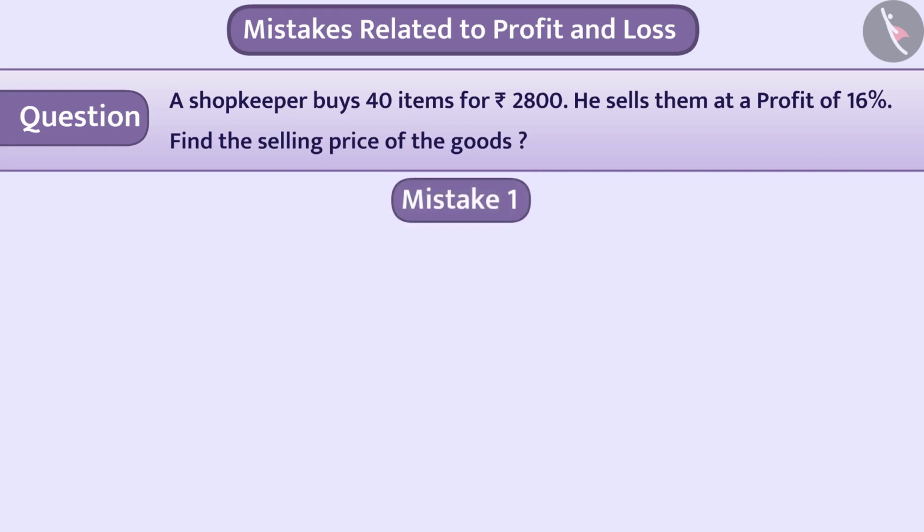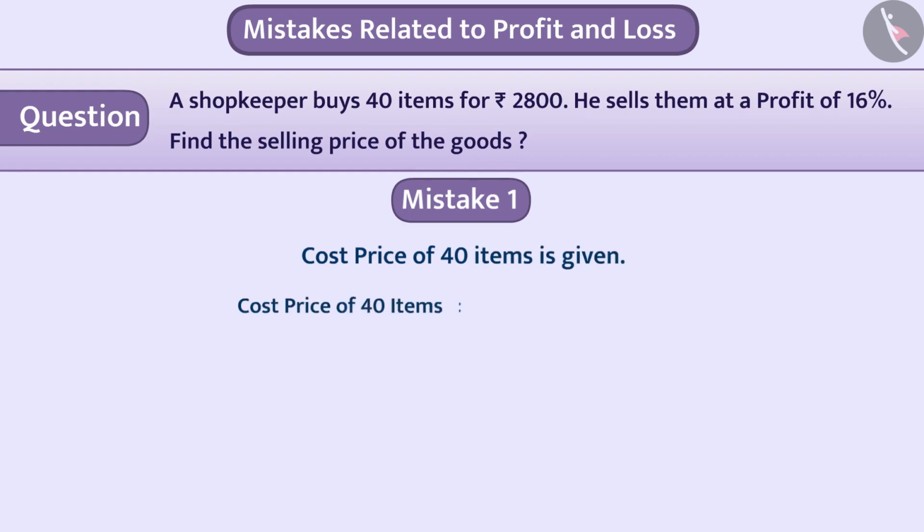Mistake 1. Some children do not understand the question properly. Here, the cost price of 40 items is given. But they think that the cost price of 40 items is equal to 40 multiplied by 2800 rupees, which is equal to 1,12,000 rupees. This is a misunderstanding.